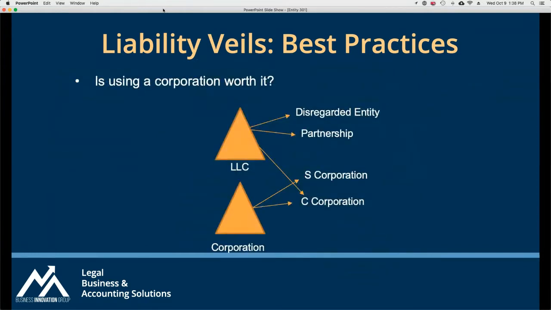So is using a corporation worth it? Kind of based on that? Well, losing the flexibility on taxation really doesn't make it make sense, right? An LLC can be, again, a disregarded entity, a partnership, an S corporation, or a C corporation. If you're a corporation, you can only be an S corporation or a C corporation. You don't have the flexibility to be a partnership or a sole proprietor, disregarded entity. And giving up that flexibility probably isn't worth it just for this kind of speculative extra protection that you might get in that bankruptcy context, right?